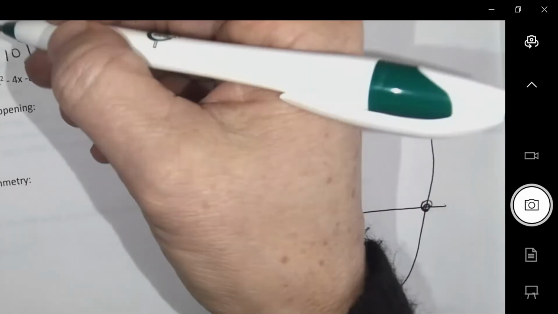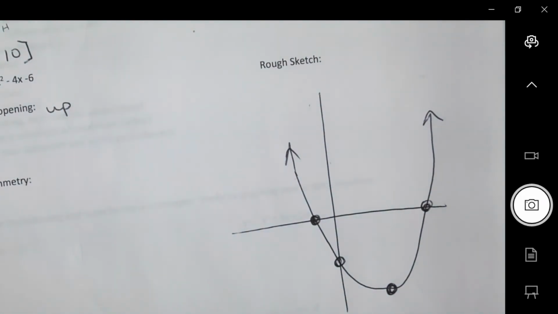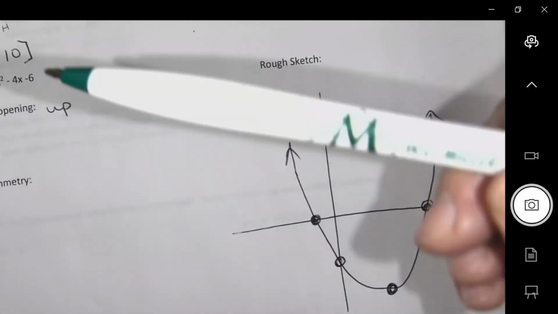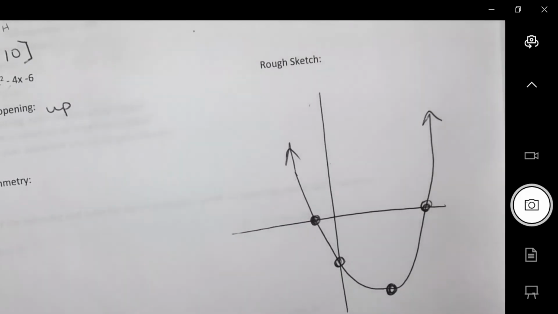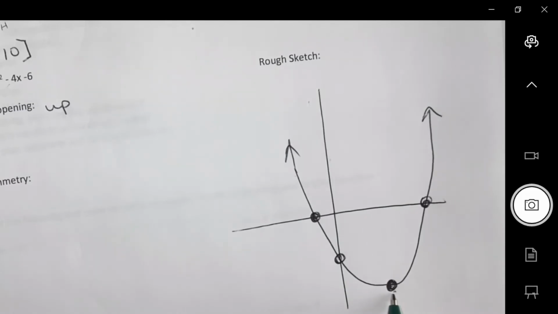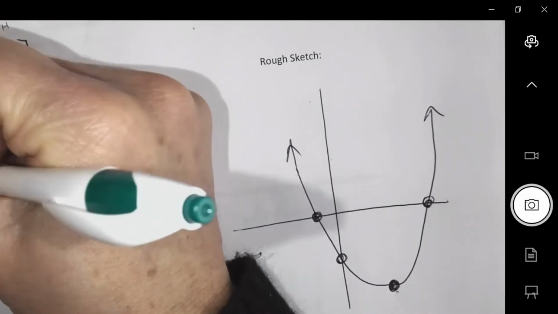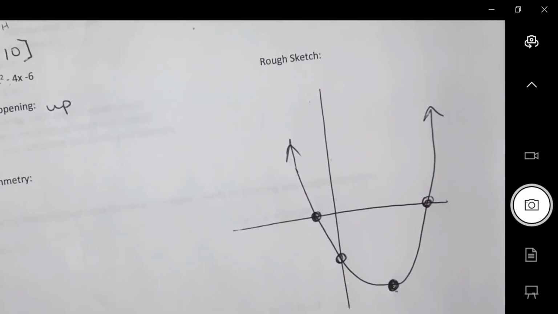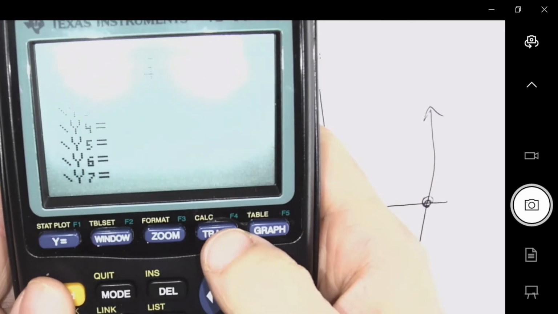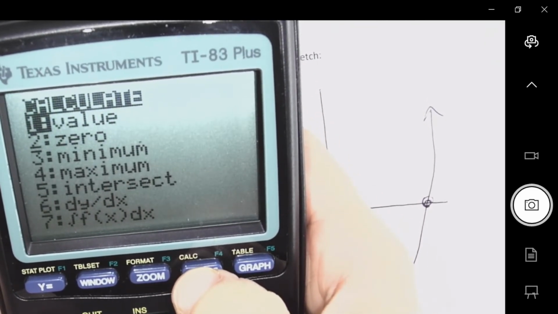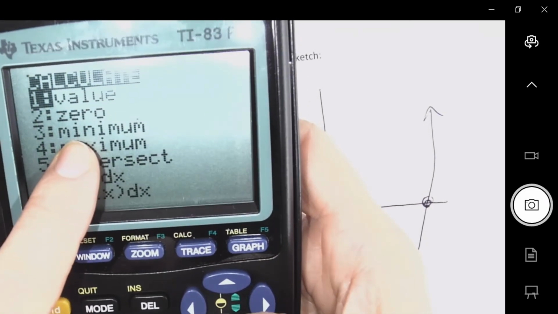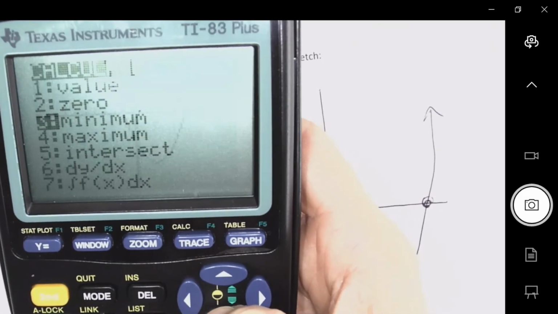So here are my important points. Direction of opening, it's up. We can visually see that. Algebraically, it's because it's a positive x squared. The vertex, can you get me this coordinate? What is the name of this coordinate? Is it a maximum or a minimum? It's a minimum. So we're going to go second calculate, trace button. I'm going to go to option 3 because it's a minimum.